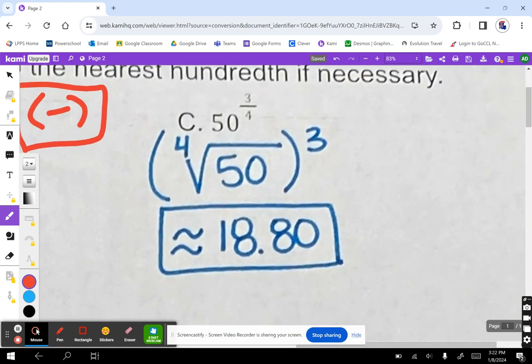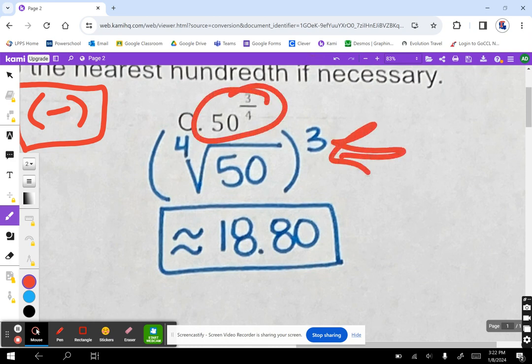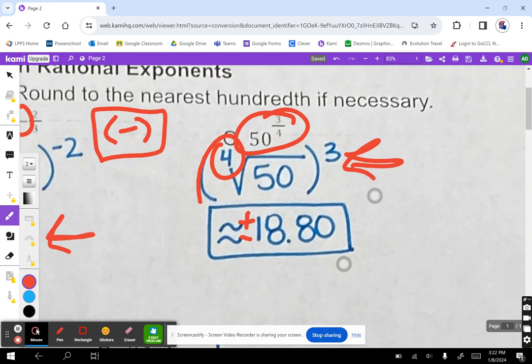C. Type it in either this way or as fractions. Fractional exponents, practice with rewriting here. Your denominator is always your index. I believe this is a typo. That's approximately positive and negative because your index is even. Should be approximately positive negative 18.8.